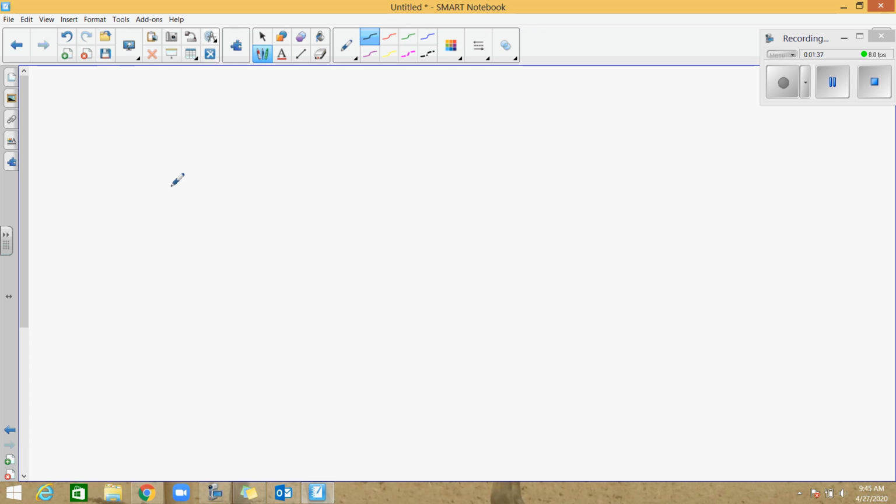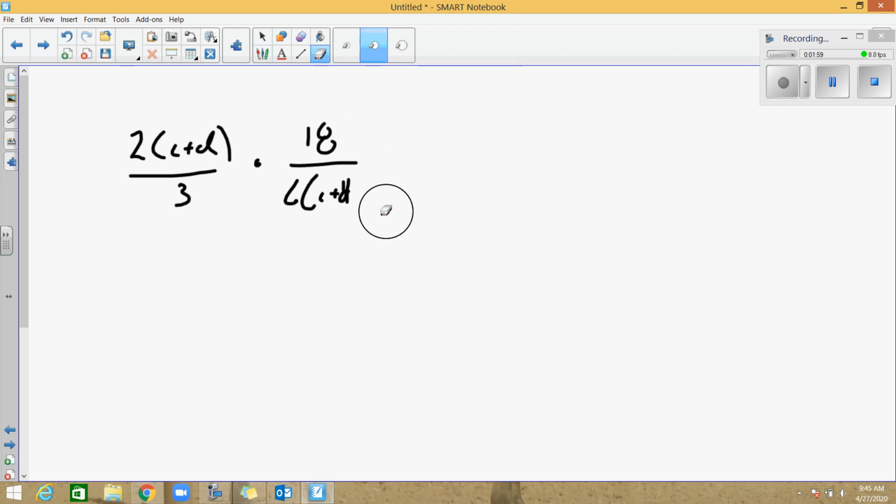Let's say we have multiplying two fractions. One is 2c plus d all over 3 and times 18 over 6 c plus d. Let me get that a little bit better for us if I can. That's up. There we go. Plus d, and that guy is squared. All right, so immediately we can just go through and tops times tops, bottoms times bottoms, reduce.